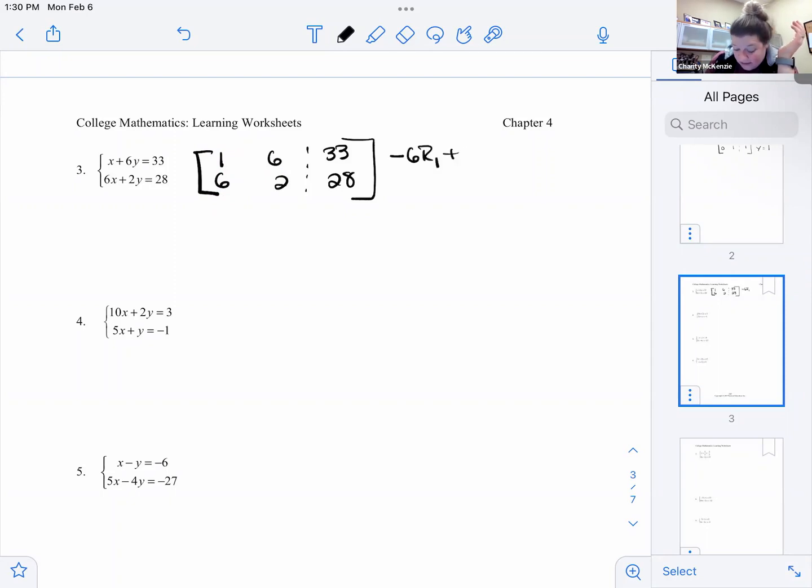Okay, so I want a -6 times row 1. Then I'm going to add it to row 2, and I'm going to replace it on row 2 because I want the 0 here. I want this to be a -6, and I want them to add and get a 0 here. Okay, then let's do that. So I write what I'm going to do, then I do it. So -6 times this plus this is 0. So I have a 0 here. Then -6 times row 1 is -6 times 6 is -36 plus 2 is going to give me -34.